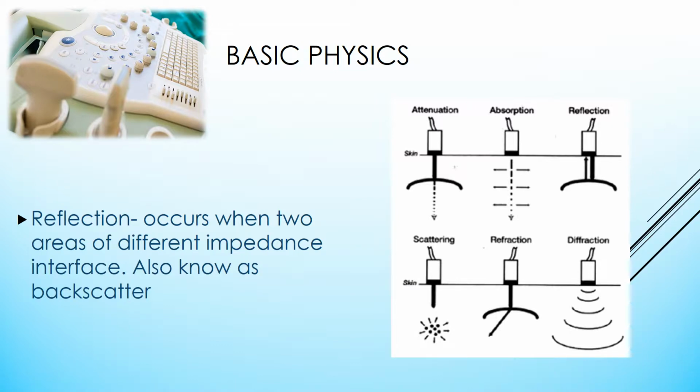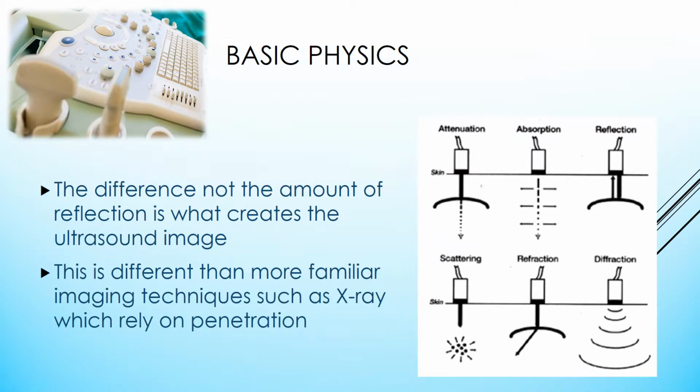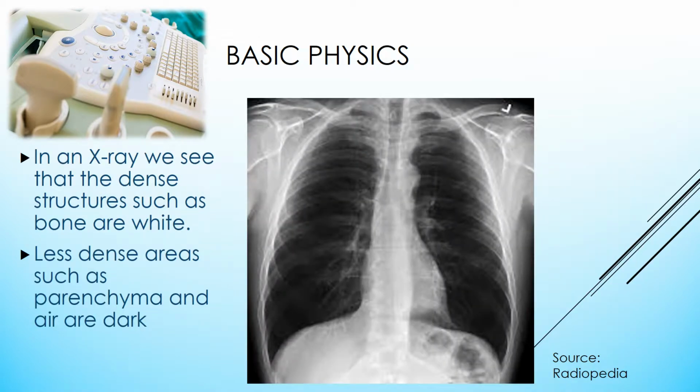Reflection occurs when two areas of different impedance interface. This is also known as backscatter. The strength of reflection depends on the difference in acoustic impedance, size, surface interface, and orientation to the probe. The difference, not the amount of reflection, is what creates the ultrasound image. This is different than more familiar imaging techniques such as X-ray, which rely on penetration. In an X-ray, we see that the dense structures such as bone are white. Less dense areas such as parenchyma and air are dark. Note that ultrasound works by change, not by density.